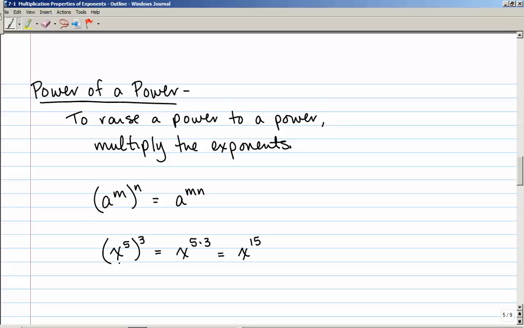Here's an example. X to the 5th, the whole thing raised to the 3rd power, is the same as x to the 5 times 3 power, or x to the 15th. So if you have an exponent inside the parentheses and an exponent outside the parentheses, multiply them.